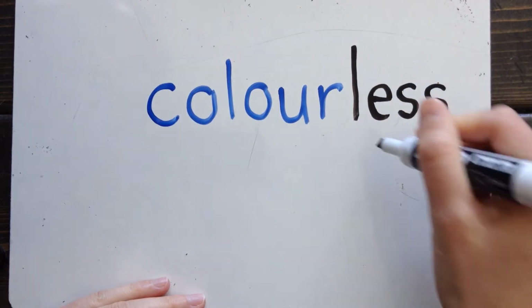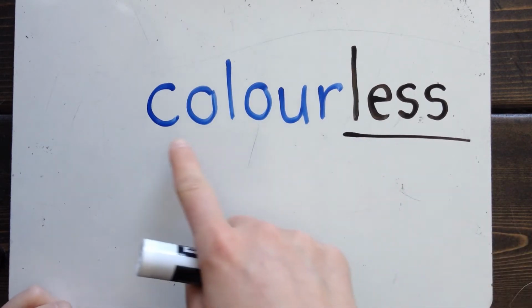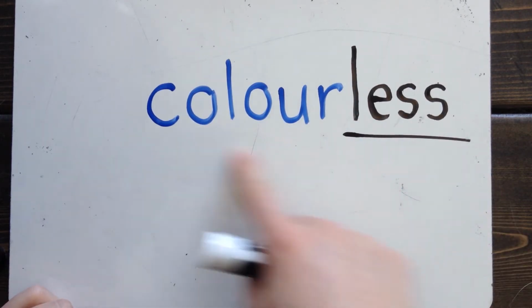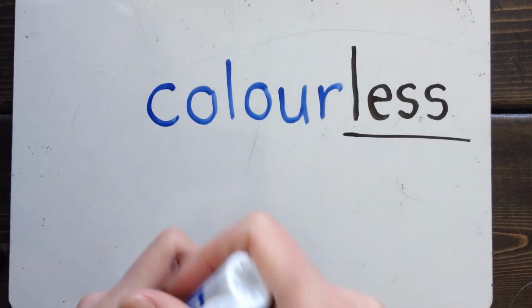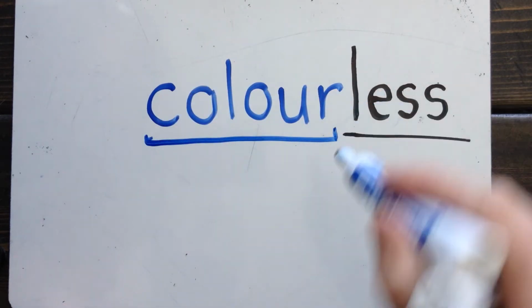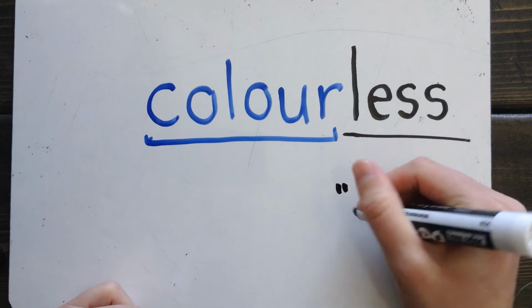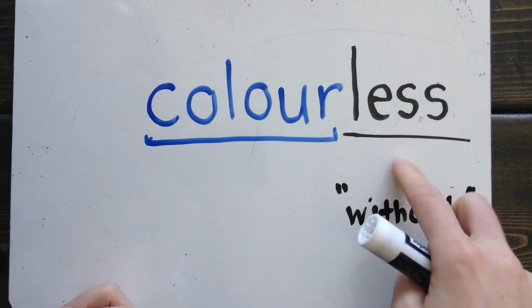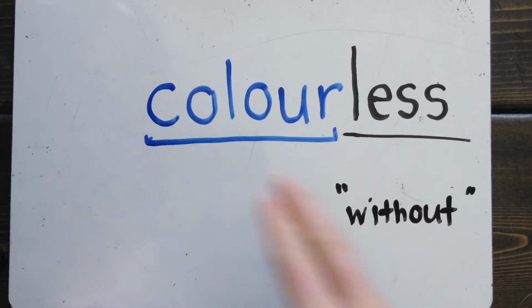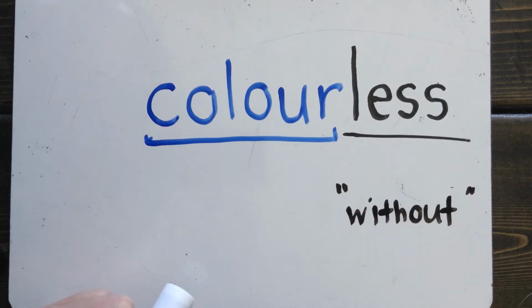The suffix I'm adding is less. When I add the suffix less, now the word says colorless. Colorless has a different meaning than the word color all on its own. Color is the root. It has most of the meaning, and less changes that meaning slightly. This suffix means without. So when you use it in conjunction with a root word, you have changed the meaning to without color. Colorless means without color.